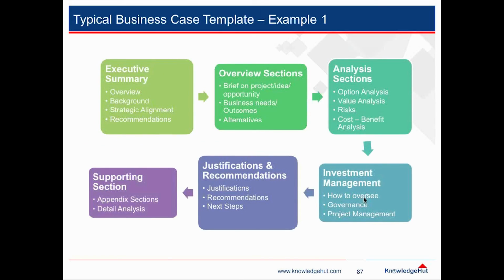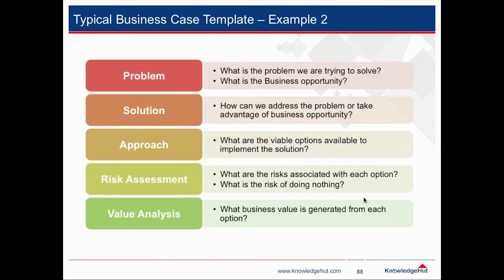Just to wrap up, there are a few templates around this. You see, that's probably clearer than the slide that we've seen earlier. That's around an executive summary, overview, analysis section, moving on from there to the investment management and the justification and recommendations, and any supporting sections. The more technical, you probably want to have more appendices. Another approach is just moving from the problem to the solution, suggesting approaches and making statements around risk management, risk assessment, and value analysis. We've got the corresponding questions to that here.